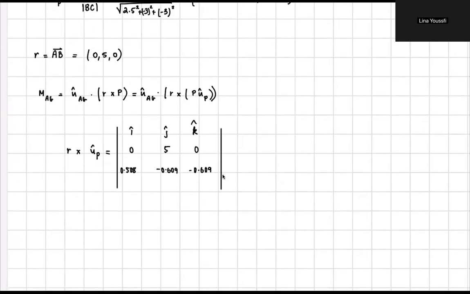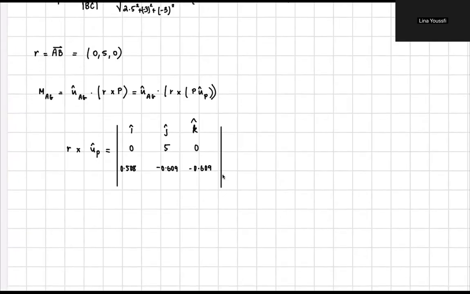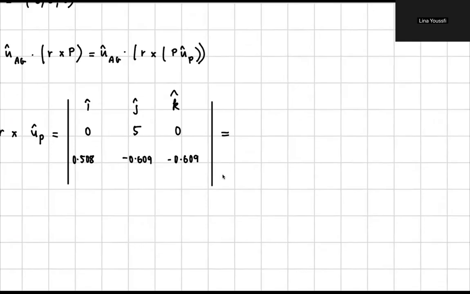So then once we do that, we're just going to be doing a regular cross product. So that's going to be taking the I, and then we're going to have, let's see.